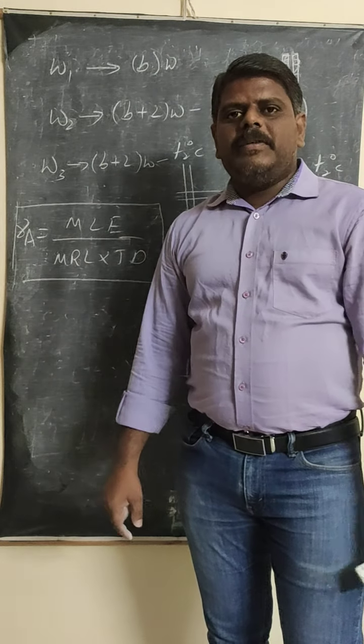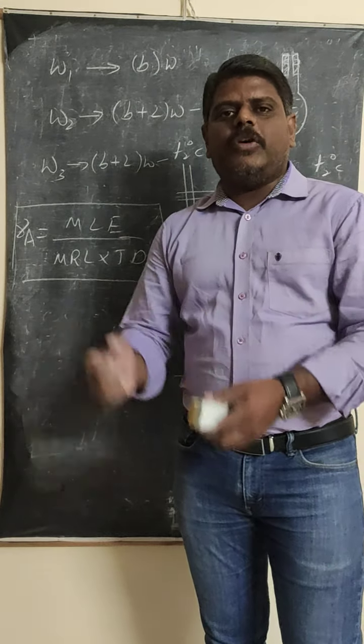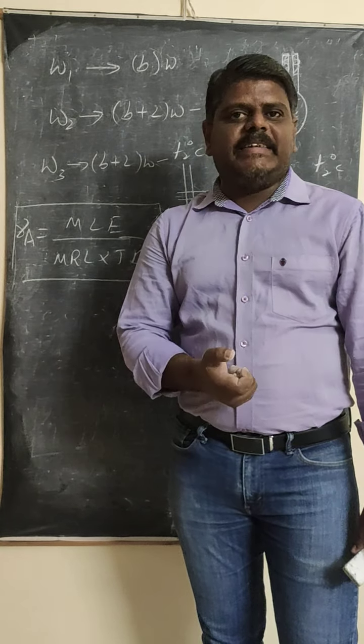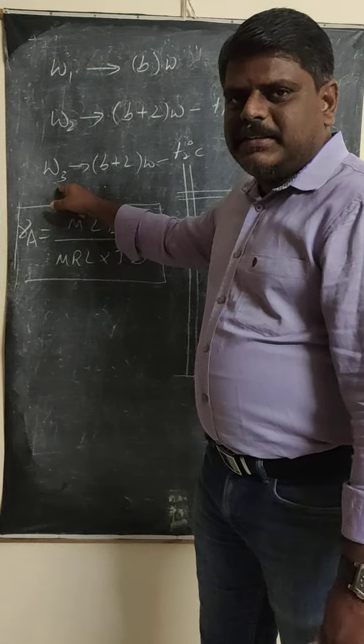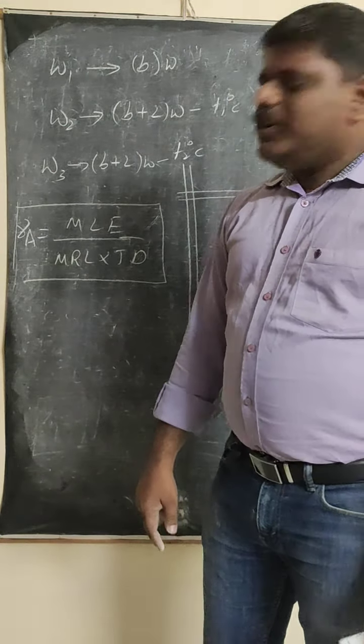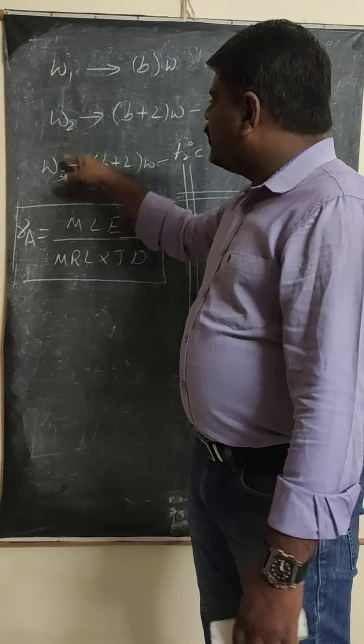Why is W3 minimum? Because after heating it, some of the liquid is overflowed. When some of the liquid is overflowed, what happens? The mass of the liquid will decrease. So that's why W3 is less. And at last, W1 does not contain any liquid itself. So, based on W1, W2, W3.